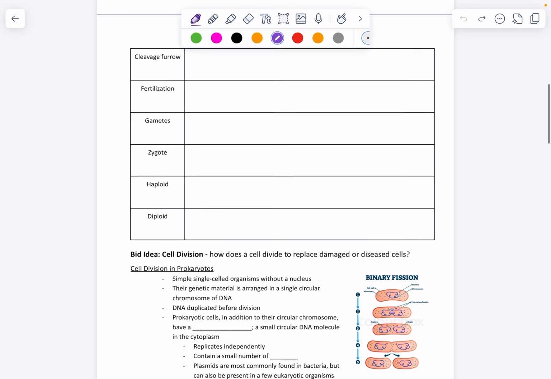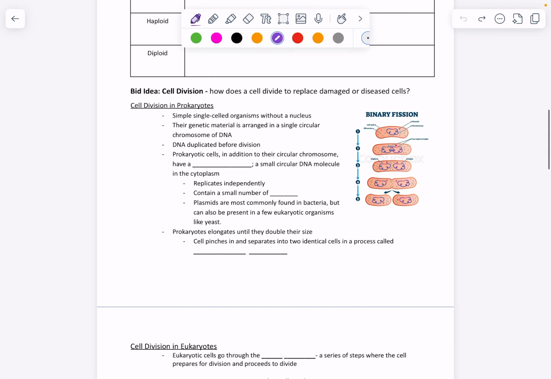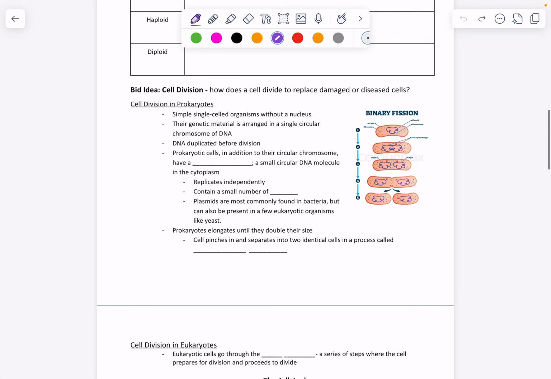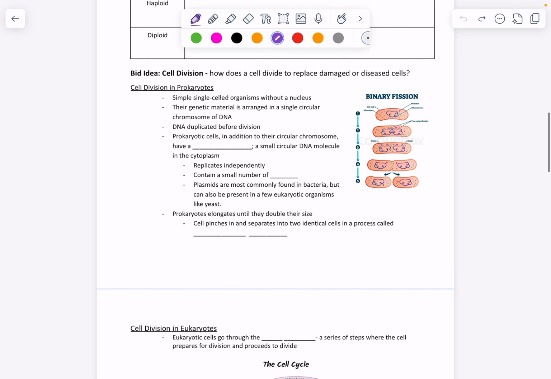So we're just going to talk about the cell cycle today and basically how one cell becomes two. You might also see a lot of terms that are familiar from a review of when you were in biology as a freshman. The big idea for this topic is how does a cell divide to replace damaged or diseased cells? This is going to be a little bit different in prokaryotes versus eukaryotes.